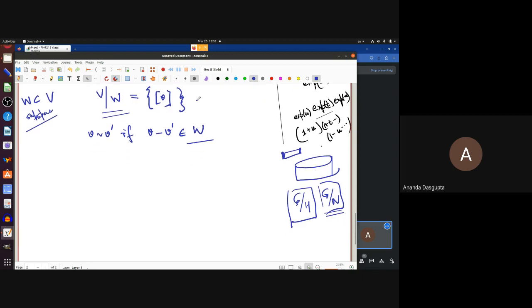Similarly, if you want to call this a quotient space, remember we are dealing with vector spaces. So we would love this to be a vector space, right? Okay, how do you check whether it's a vector space? How do you check whether any set is a vector space?